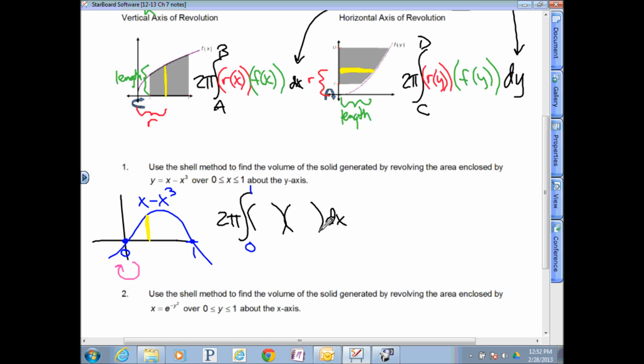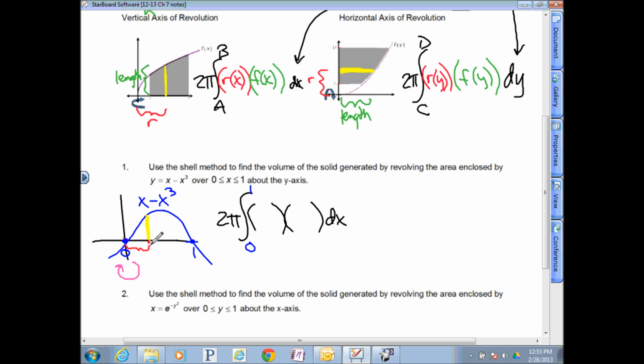So the radius would be the distance from this rectangle over to the x-axis. Well, is that always the same? No, that rectangle could have been put in any of those spots. It's not an f of y. It's got to all be in terms of x, but it's not going to be the same. It's going to be varying. It's got to be a variable.